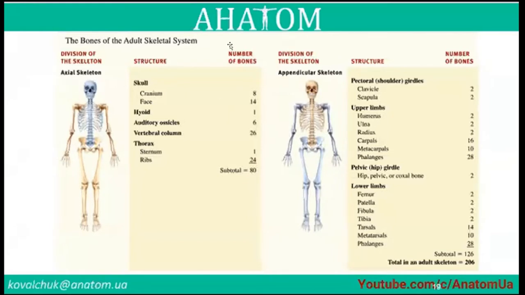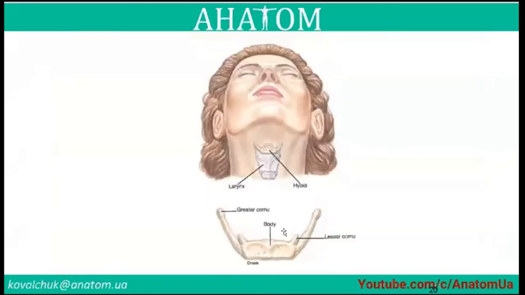If you look at the number of bones, the axial skeleton has only 80 bones, and the appendicular skeleton has 126 bones. Why? Because a big portion of bones and smaller bones are present in the manus and pedis, the hand and foot. One bone is not connected with the rest of the skeleton: the hyoid bone. The hyoid bone is located in the neck region and connects with the larynx.